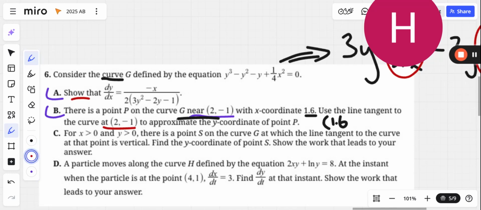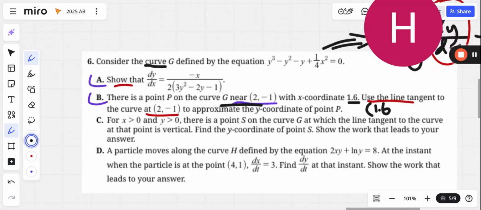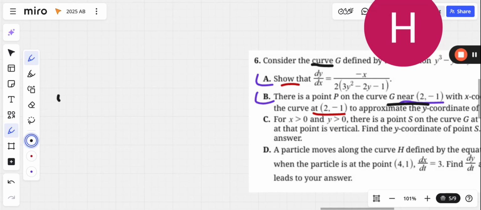And what confirms that is it says use the line tangent at this point. It can't be tangent if it's not on the curve. So I guess we're going to use that tangent line there. Pretty simple to use the tangent line. We just have to find the dy/dx. Let's write the equation of the tangent line. You guys know the drill with that.